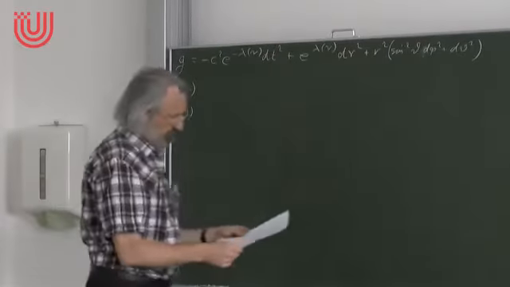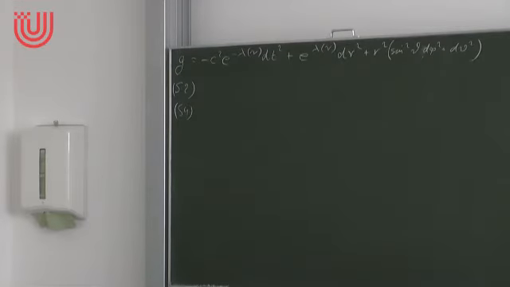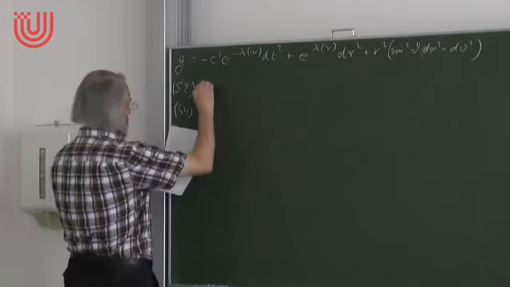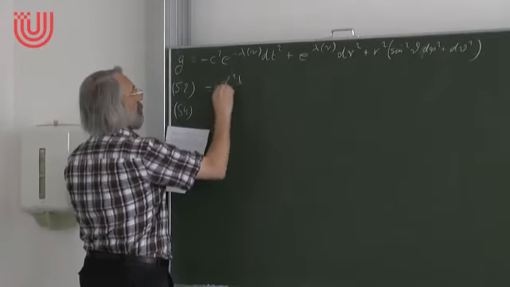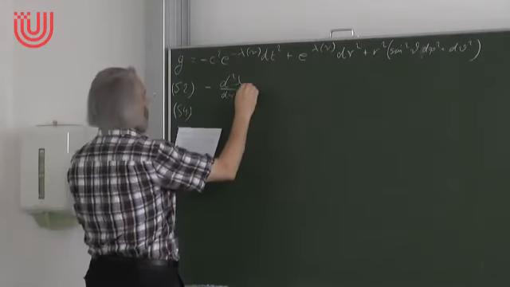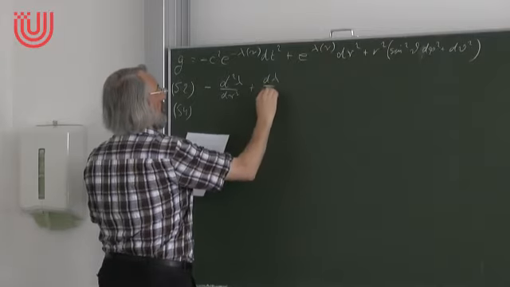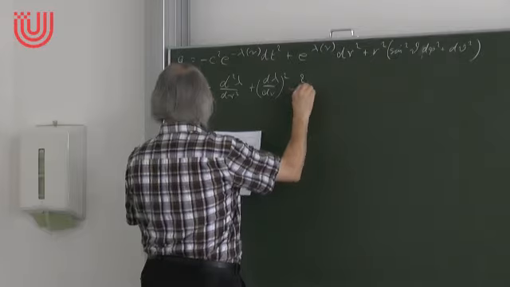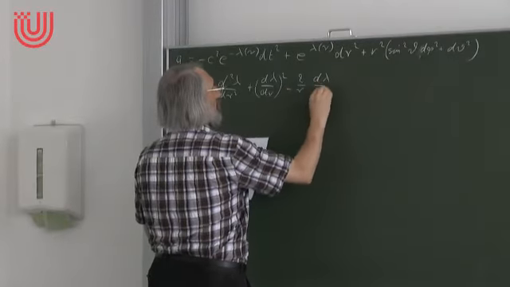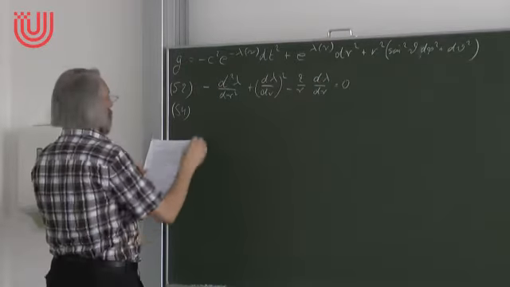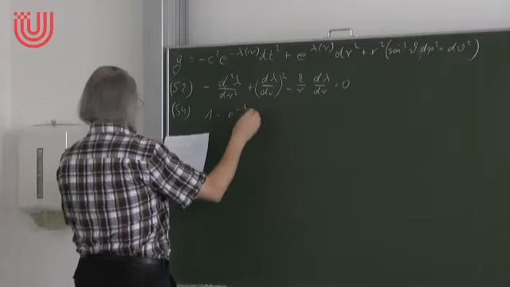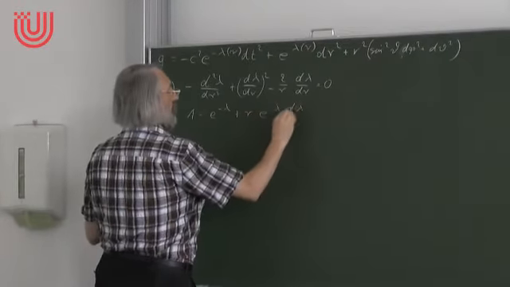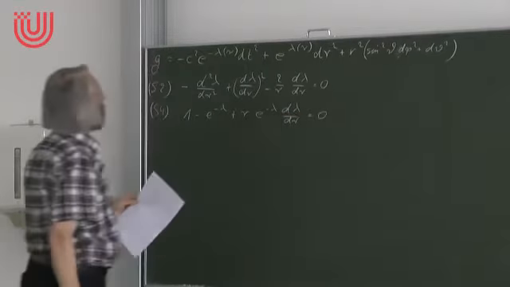So S2, no, that's the wrong page. Oops, yeah. S2 is a second order differential equation for lambda. It's minus d2 lambda dr squared plus (d lambda by dr) squared minus 2 over r d lambda by dr is 0. And S4 is a first order differential equation. It's lambda plus r e to the minus lambda d lambda by dr is equal to 0.